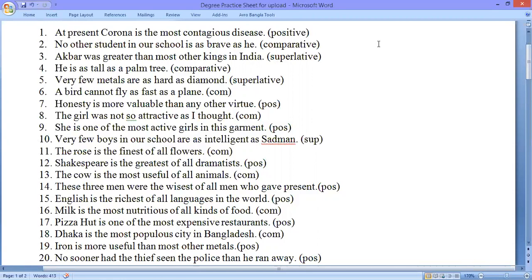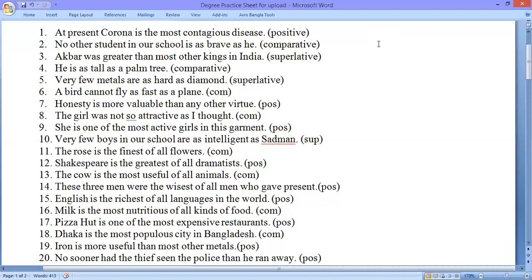This is number 4. The question is, he is as tall as a palm tree. The solution will be, we need to bring the subject in the beginning and the object at the last. We will have to make this negative as the sentence is affirmative. Actually, it has come from the third rule of degree. So the solution is, a palm tree is not taller than he. There are some students who write as him. Actually, we need to write the subjective form, so it will be as he.